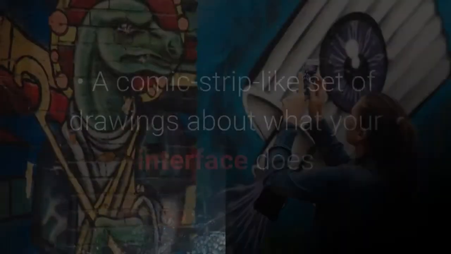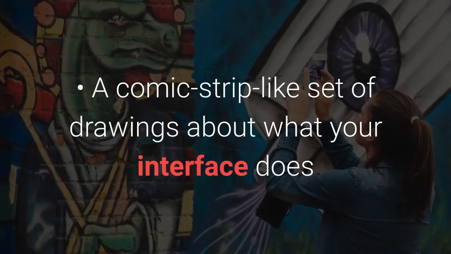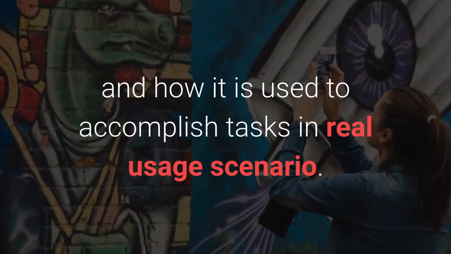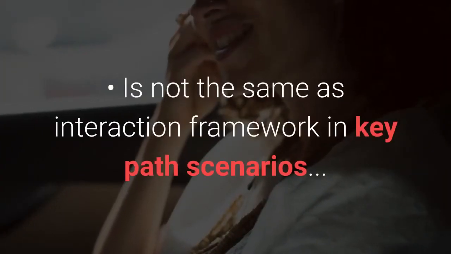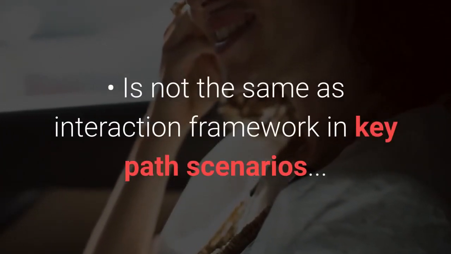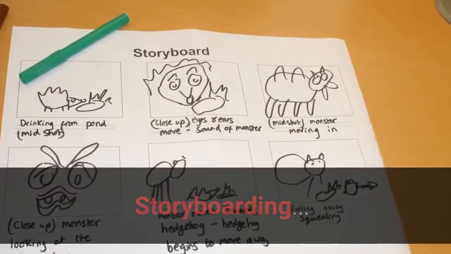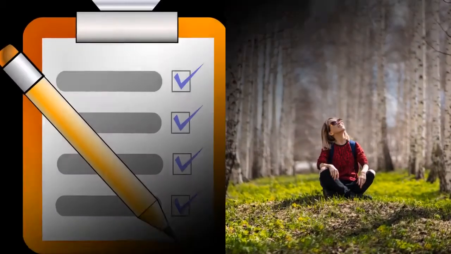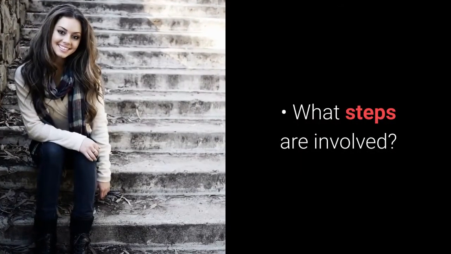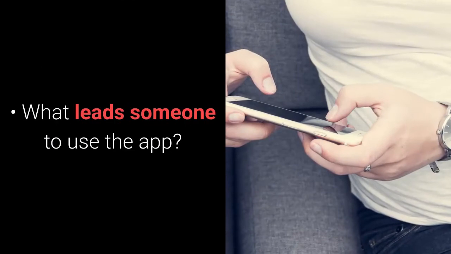Storyboard: a comic strip-like set of drawings about what your interface does and how it is used to accomplish tasks in a real usage scenario. It is not the same as the interaction framework in key path scenarios. Storyboarding. Setting. People involved. Environment. Task being accomplished. Sequence. What steps are involved? What leads someone to use the app?